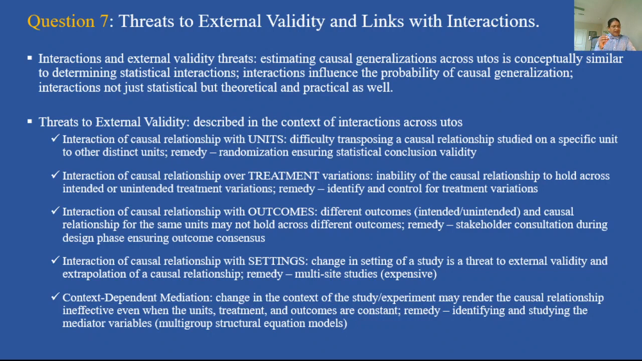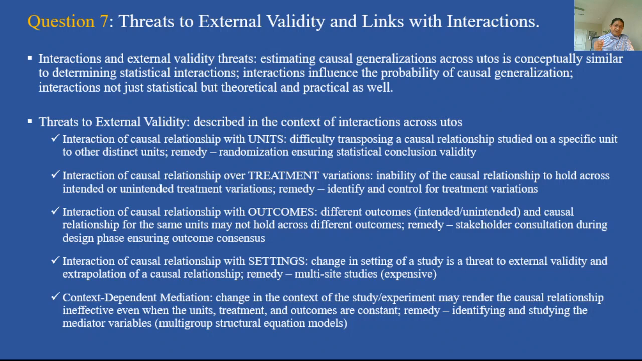Now, the outcomes also may vary similarly across different units and settings. Hence, a causal relationship for a specific outcome may not hold across different outcomes. Now, what is the solution? The solution may be extensive consultations before and while designing a study, and during conduct of a study, to avoid any ambiguity over the study outcomes. So everybody knows what the expected outcome from the study is.